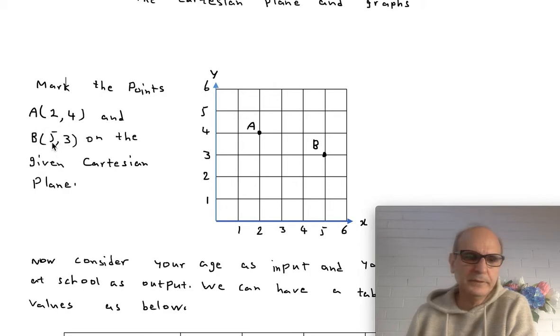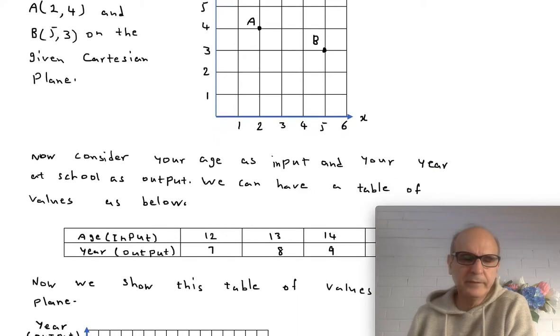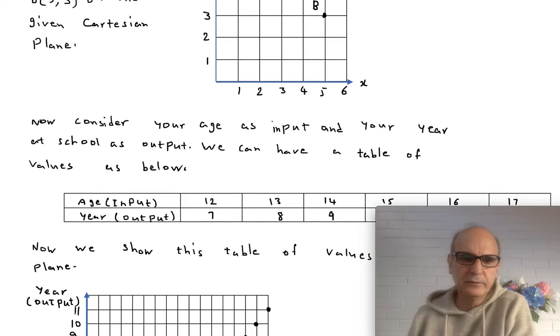Similarly, for point B, x is 5 and y is 3. So I start from the origin, go across by 5: 1, 2, 3, 4, 5, then go up by 3: 1, 2, 3. And that is the point B. Now we do the same thing with a table of values.